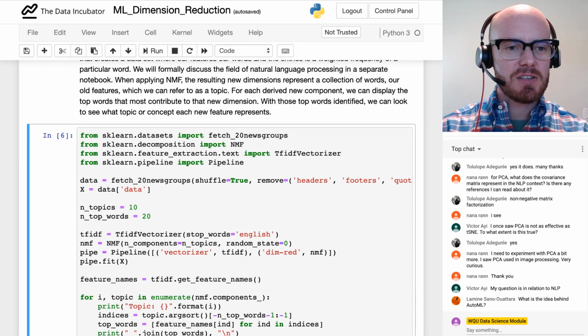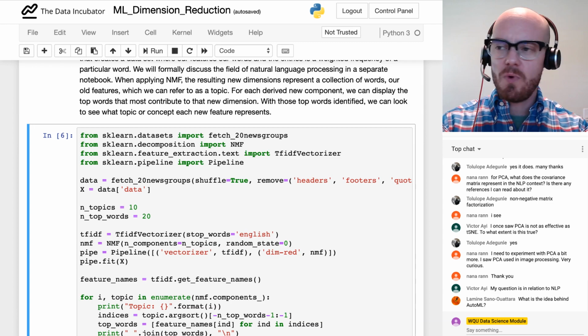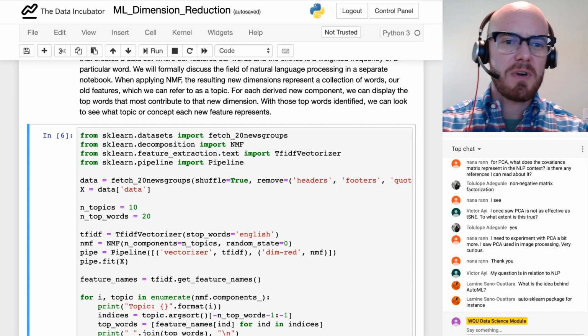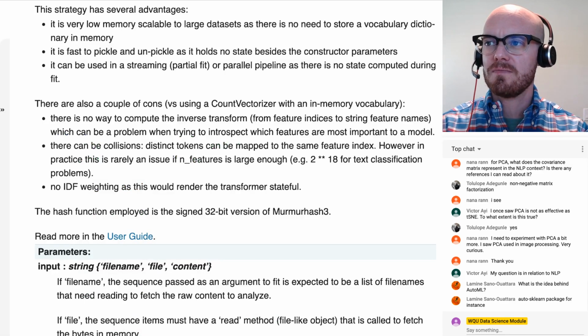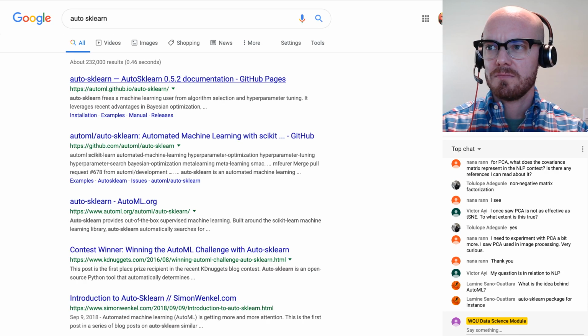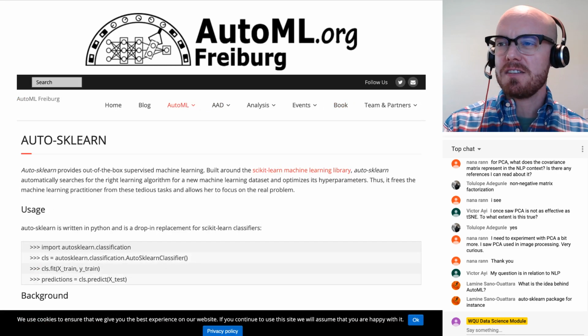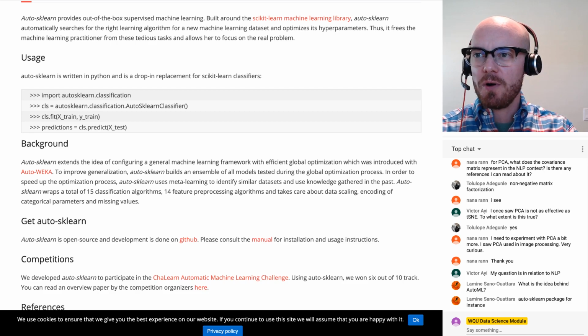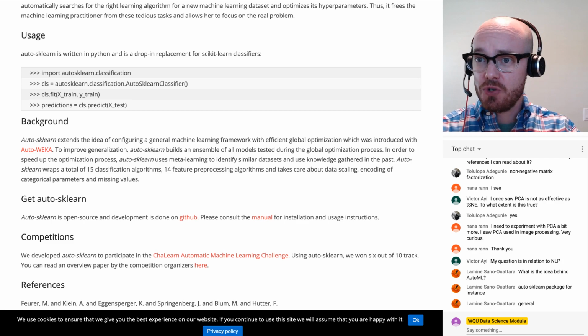All right, and next Lamine has a question about AutoML. Lamine is talking about the AutoSKLearn package. Let's take a look at it. I have to say, Lamine, this is the first time I'm hearing about AutoML. So basically what it does is you decide whether it's a classification problem or a regression problem, and then it chooses the model for you?